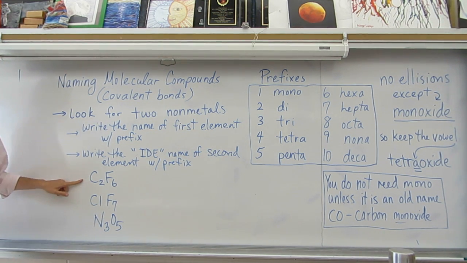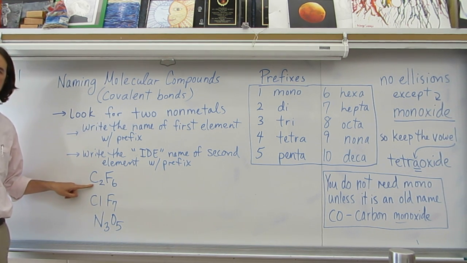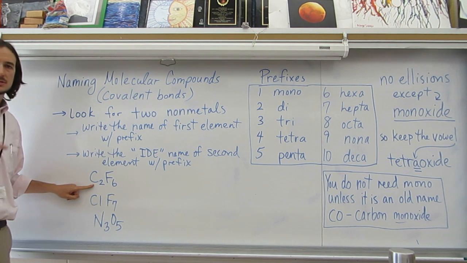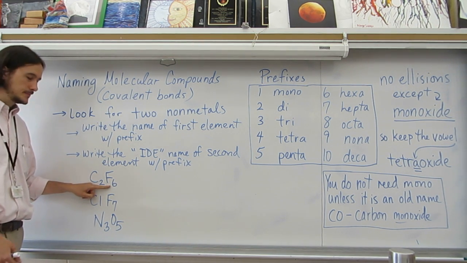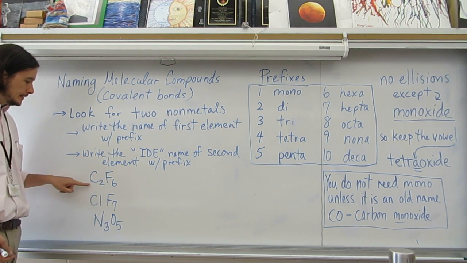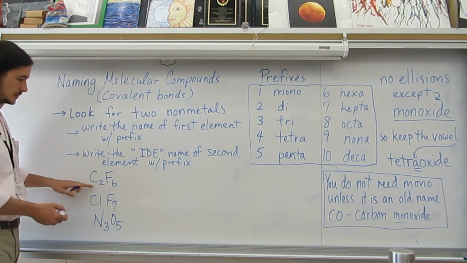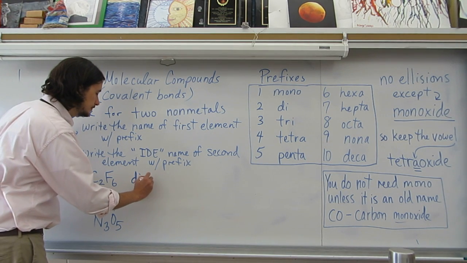All right, so let's just look at a few examples. I have C2F6. So we see carbon, find it on the periodic table. It's in the nonmetals section. Fluorine is in the nonmetals part. All right, we've got two nonmetals, so we're going to name it with these prefixes. We just name the first element along with a prefix for two, which is di. So this would be dicarbon.